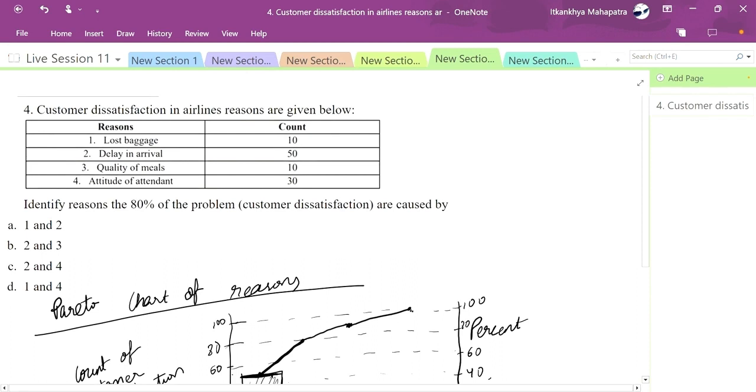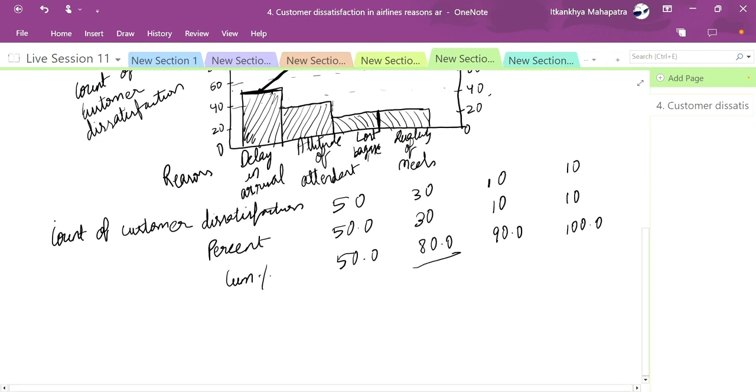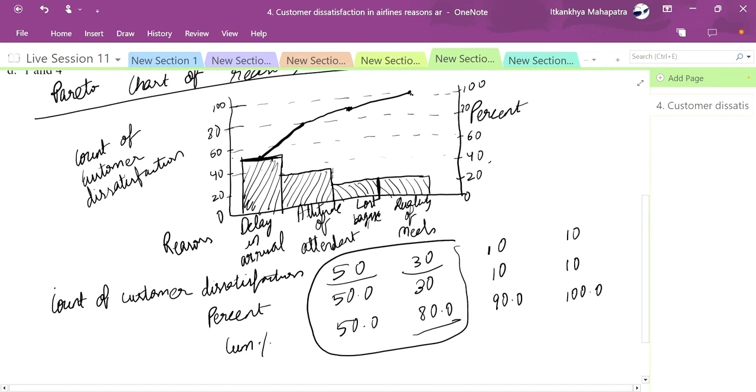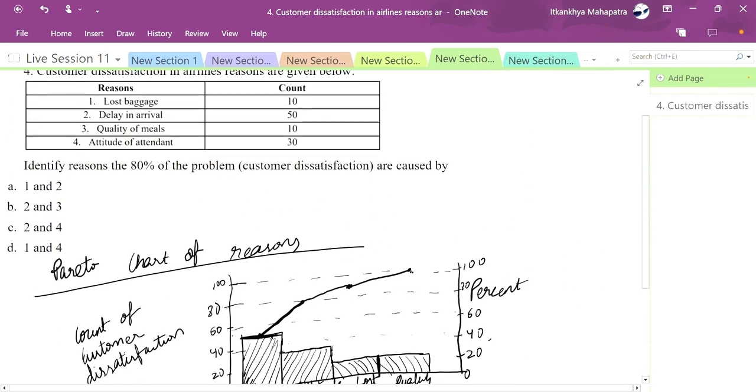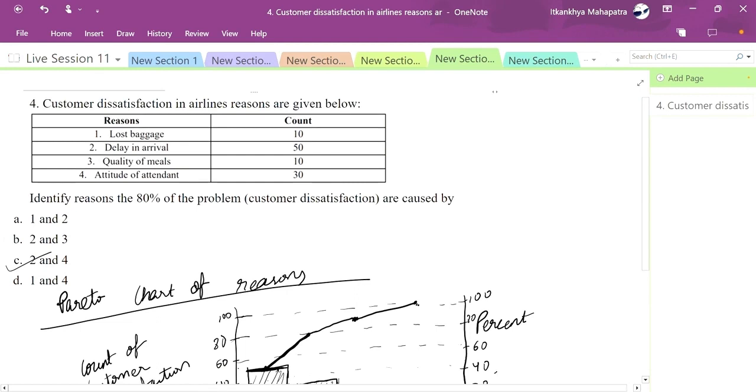So, to identify the reasons which cause 80% of the problem, here 80% of the problems are caused by reasons 2 and 4, that is delay in arrival and attitude of attendant. These two are the reasons for 80% of the problem. Okay, so next question.